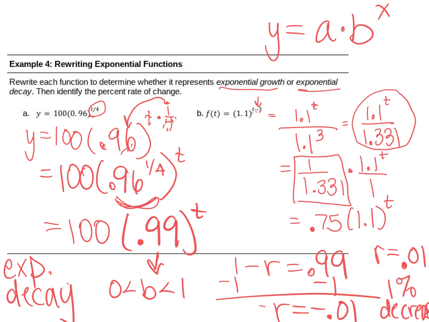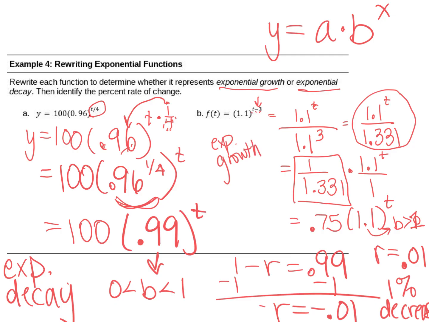See, we just put it in the exponential form. And now I can see that my b value is greater than 1. So this is exponential growth.